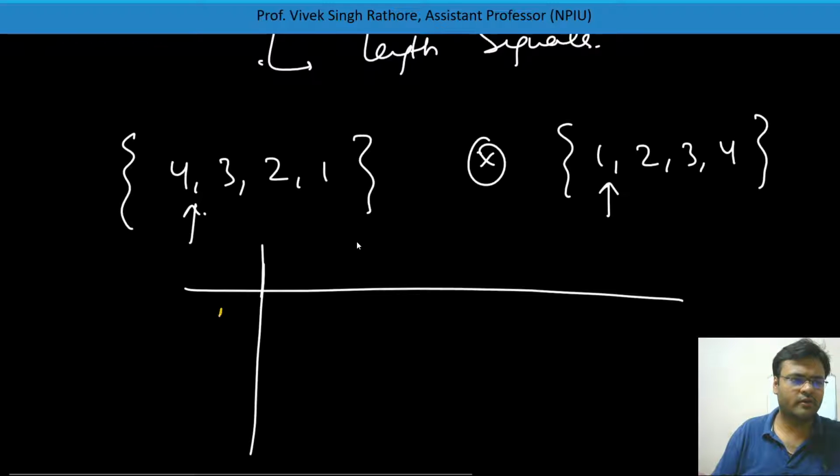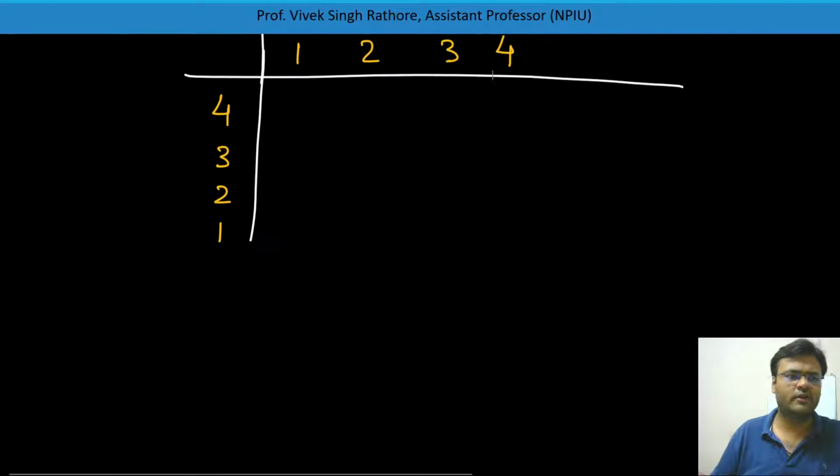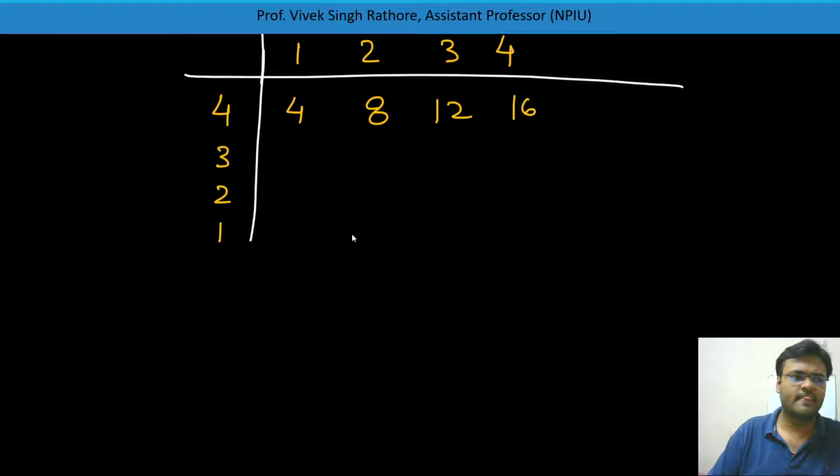So what we are doing: 4, 3, 2, 1 on one side, and 1, 2, 3 and 4 on the other. Now we multiply. 4 ones are 4, 4 twos are 8, 4 threes are 12, and 4 fours are 16. 3 ones are 3, 3 twos are 6, 3 threes are 9, 3 fours are 12. 2 ones are 2, 2 twos are 4, 2 threes are 6, 2 fours are 8. And 1 ones are 1, 1 twos are 2, 3 and 4.